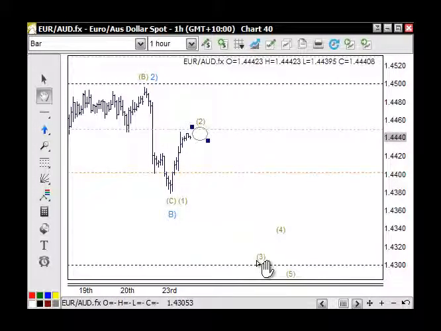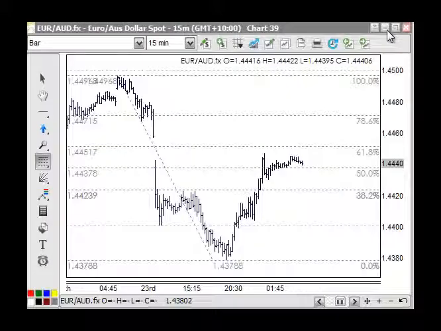Wave 3 to move down here. So 1, 2, 3, 4, and 5 to move down. So that's the possible move down there as well. Now I just want to drill in here, and you're probably already aware of this if you're trading this market.